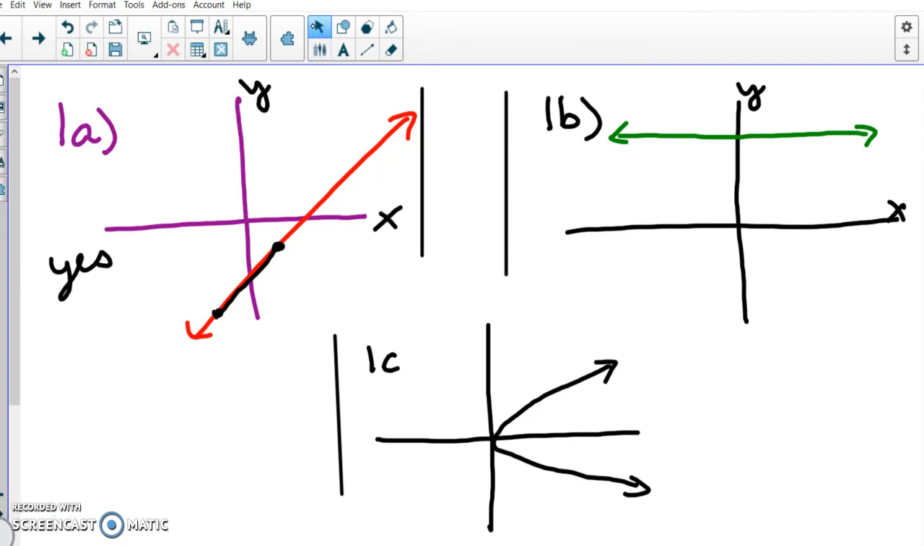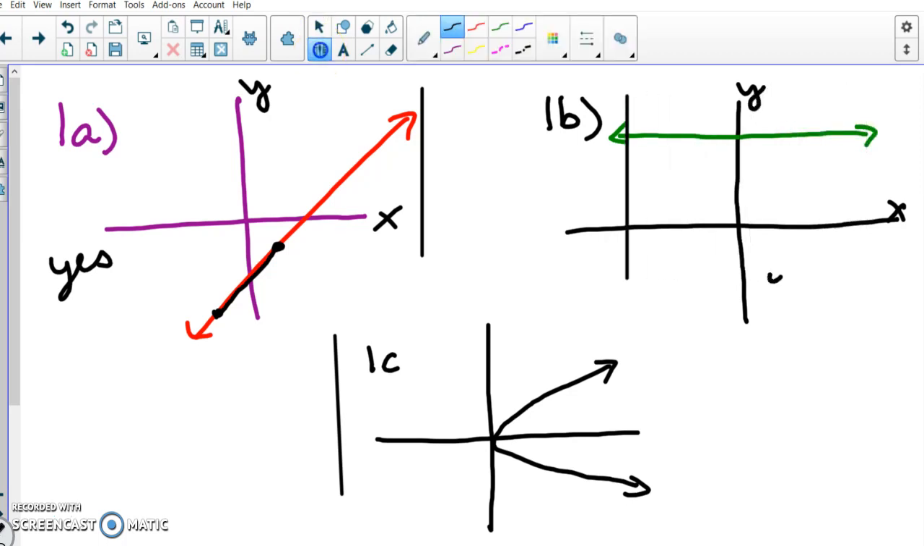Same thing's going to happen over here with 1B. I take my vertical line. You could use a card or your pencil, and I can see, obviously, this guy is also a function. So we're going to say yes to function, and is it linear? Again, choosing any 2 points, we can see that we've traveled the shortest distance between those 2 points, and so yes and yes, function and linear on both of those.